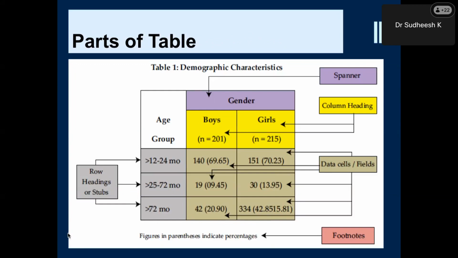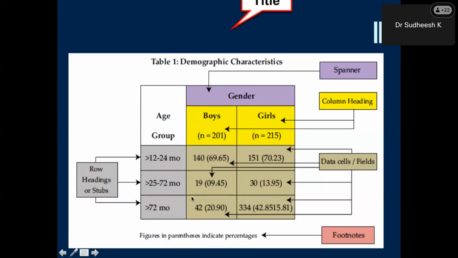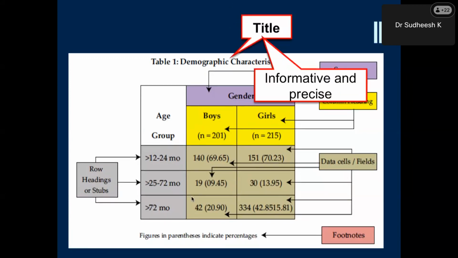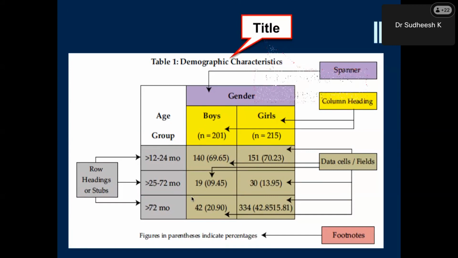the top one is the spanner, and this is a column heading, these are row headings, and these are the data cells, and this is the footnote. It's always important to give a footnote whenever you give a table for some of the things you are mentioning here. You can put a star or something like that. So this is the title, which has to be informative and precise.